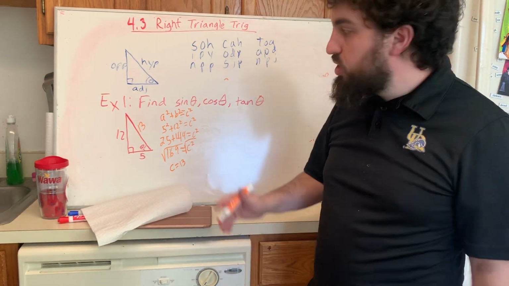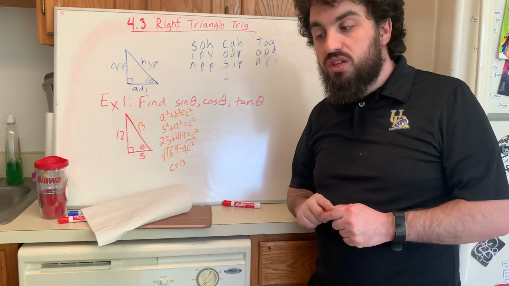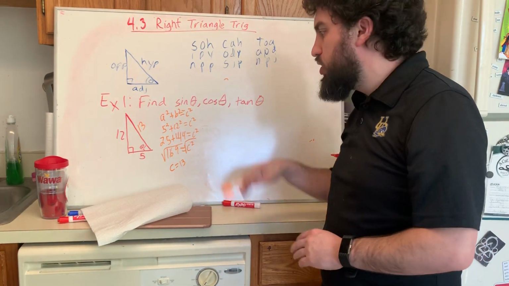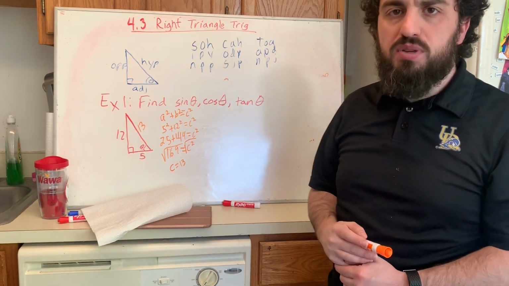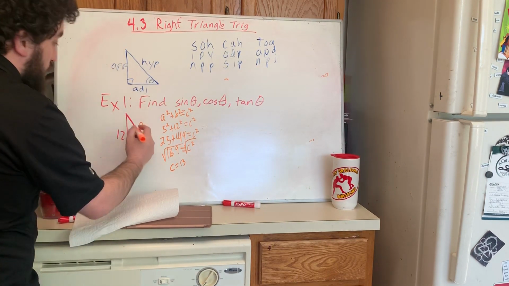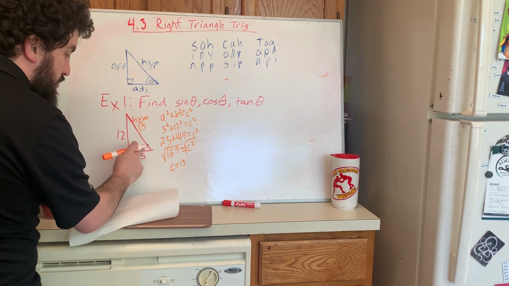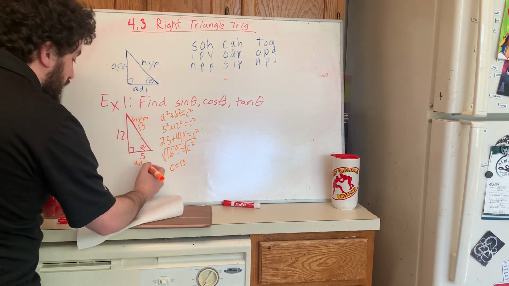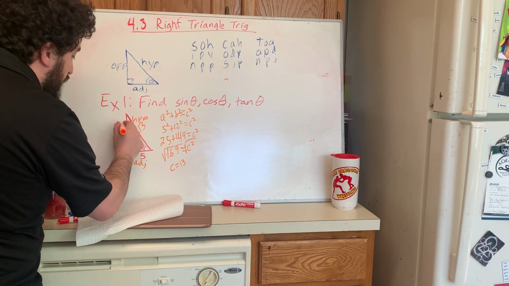Now that I know these, sine is going to be opposite over hypotenuse, cosine is going to be adjacent over hypotenuse, and tangent is going to be opposite over adjacent. So let's go and look at this. Right away I know my hypotenuse is 13. I know my adjacent side right next to this is 5, so there's my adjacent. And the side opposite the theta is 12.